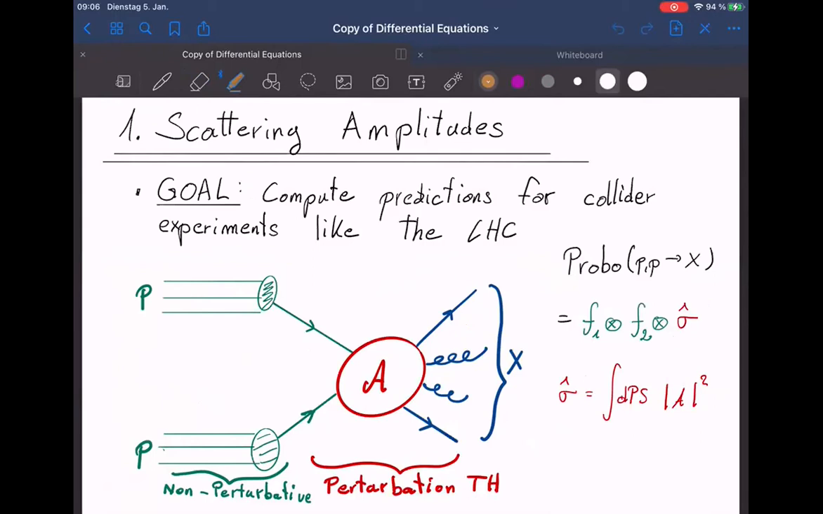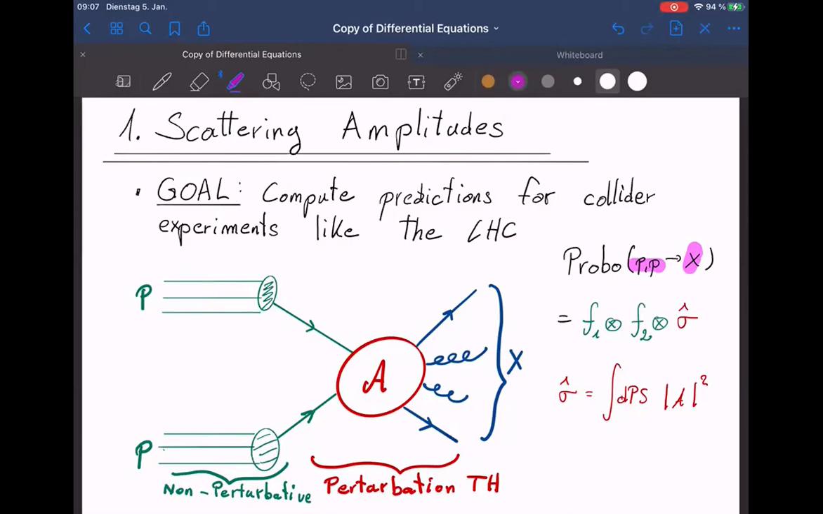So I don't think that this is a big surprise to any of you. I won't spend a lot of time on this slide. It's just to set the scene. And just to tell you what is in the slide in case you're not too familiar with it. What you care about is making predictions for probabilities at the LHC, for example, where you collide two protons to produce some final state X. And the way that works is, well, the protons are non-perturbative objects.